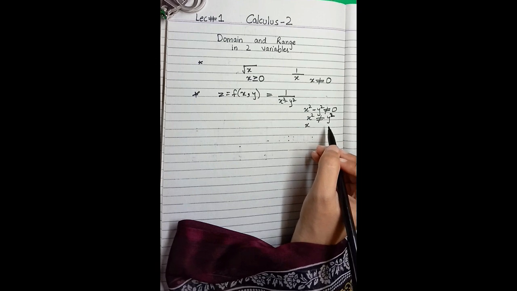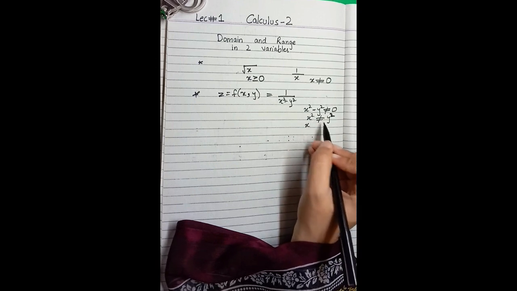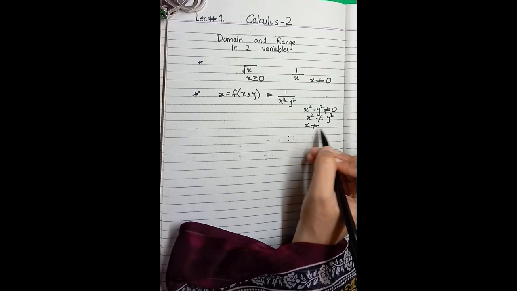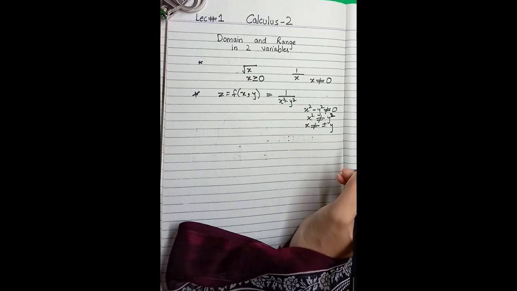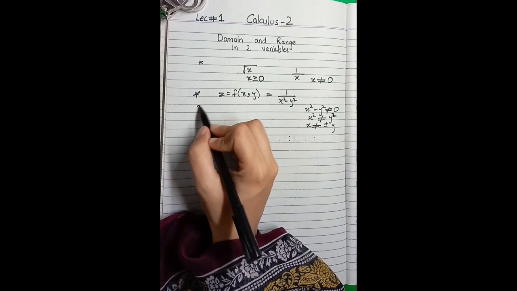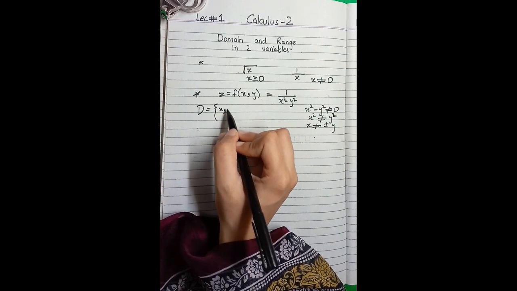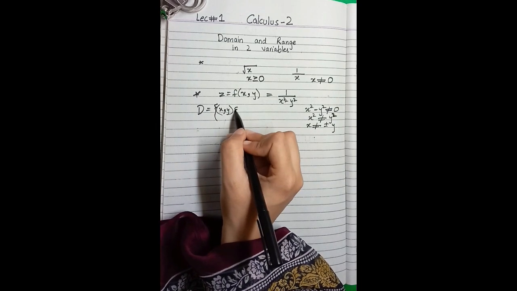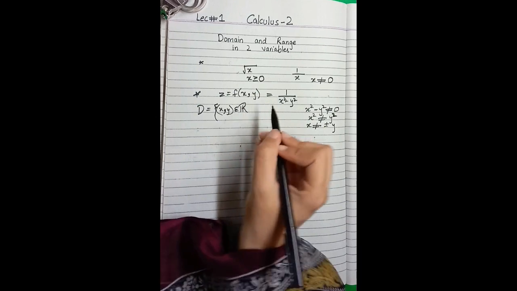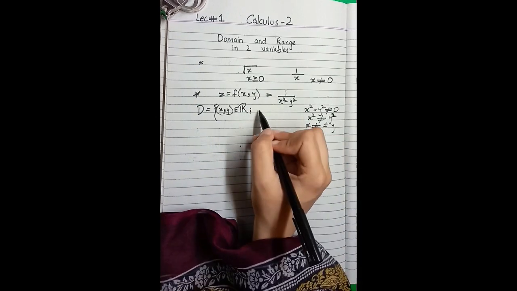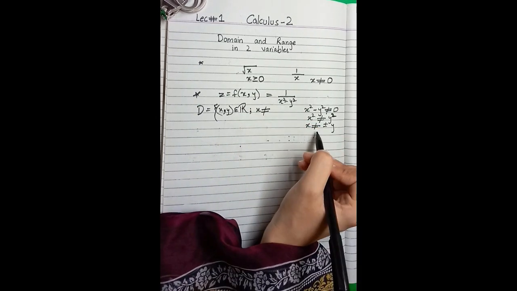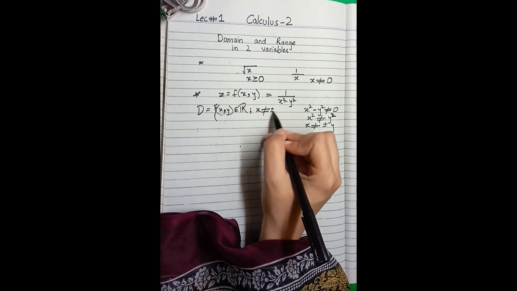Now we will take the under root to remove the square. So x cannot be equal to plus minus y. So to write the domain, we will write that (x, y) belongs to real numbers, but the condition is that x cannot be equal to plus minus y.